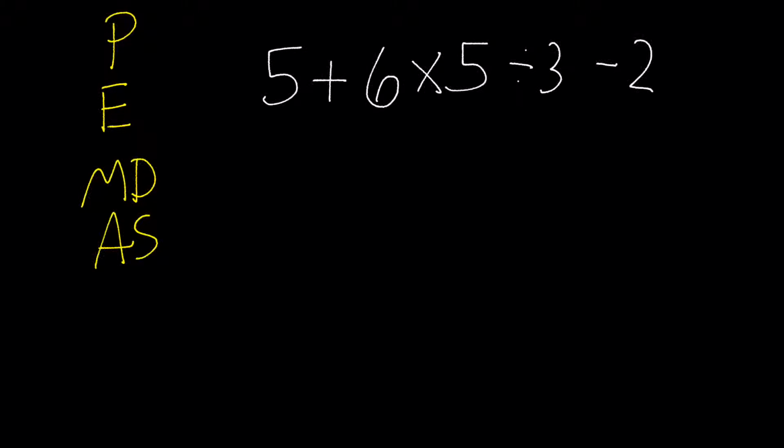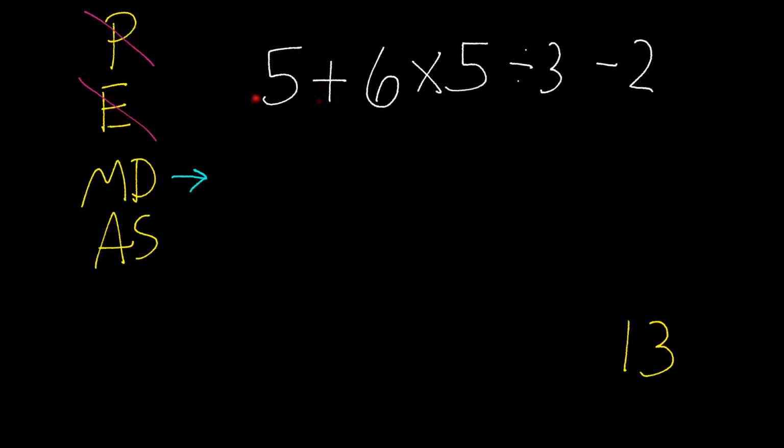Hopefully the answer you came up with is 13. Let's see how we get 13 as our answer. To start off with, there are no parentheses and there are no exponents, so we have to deal with first multiplication or division from left to right.